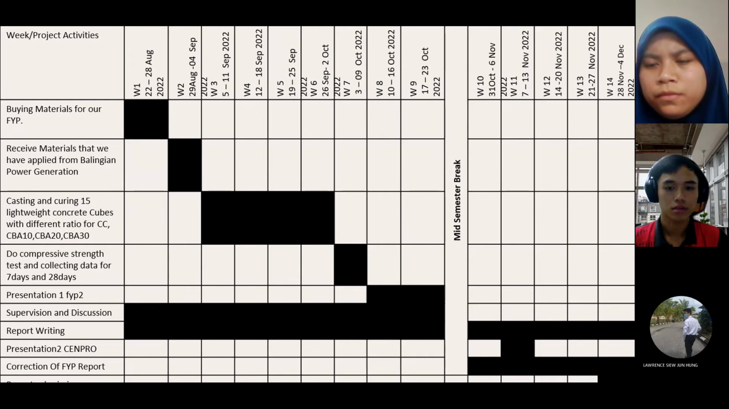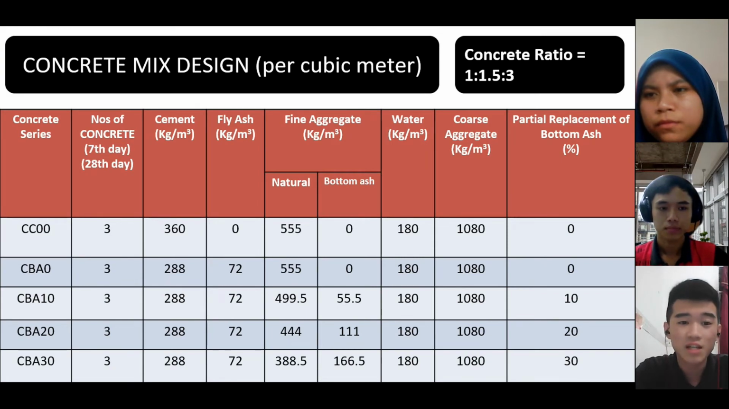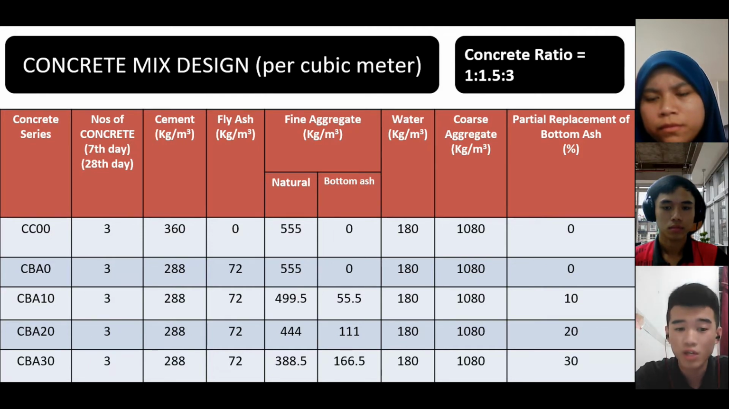Okay, this is our Gantt chart. And this is the result analysis. And this is the concrete mix design per cubic meter that we use. The concrete ratio is 1, 1.5, and 3.